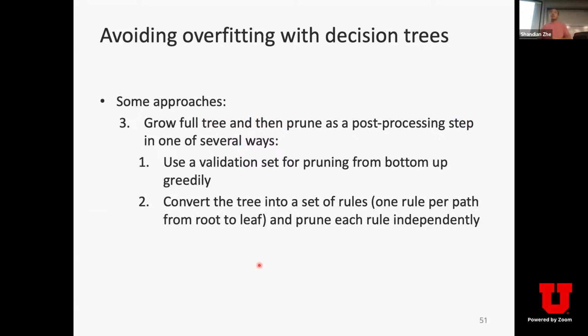The third strategy is called post pruning. Let's grow the tree as deep, as wide, and as large as possible until it stops growing. Then we use some kind of validation set to prune the tree. You can prune from top to bottom, or from bottom to top. There are a variety of strategies. Or you can convert the tree into a set of rules. Remember, the tree essentially is a disjunction of conjunctive rules. Each rule is actually a path from the root to some leaf node. Then we can decide how to cut those rules. This is called post pruning.